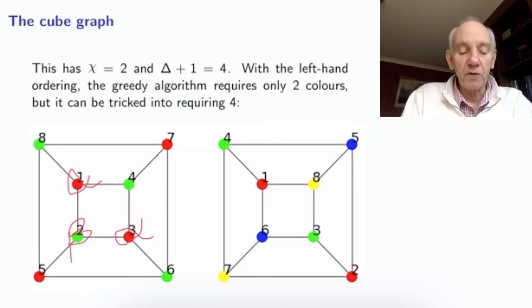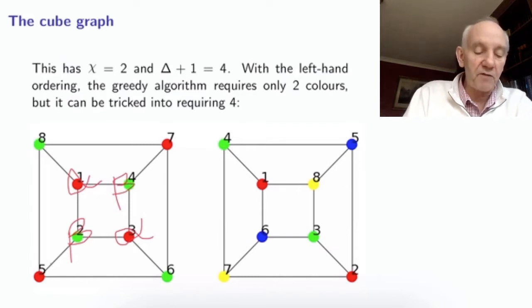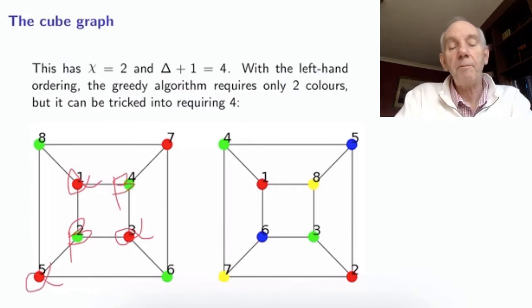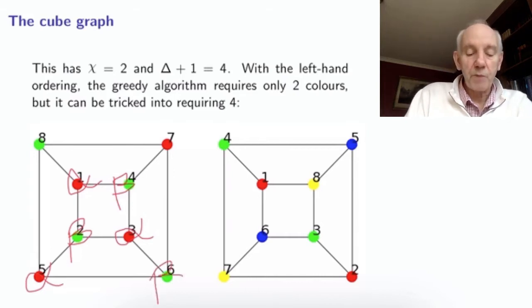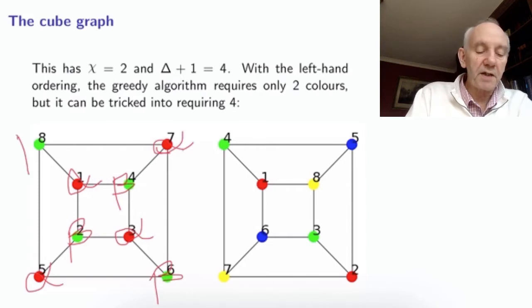And then vertex 4, similarly, we have to use beta. We can't use alpha because the vertex is adjacent to 2 alphas. And then we go to 5, where we can use alpha. You see it's working out as the colours did, with alpha red and beta green. 6 can be beta, 7 has to be alpha, and 8 has to be beta.